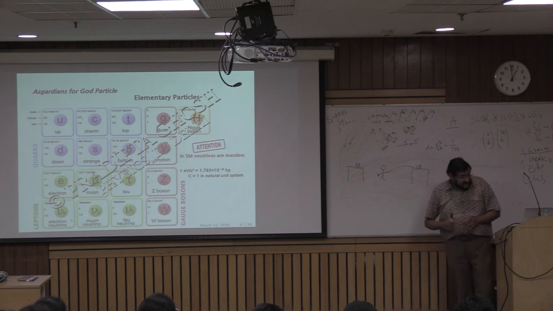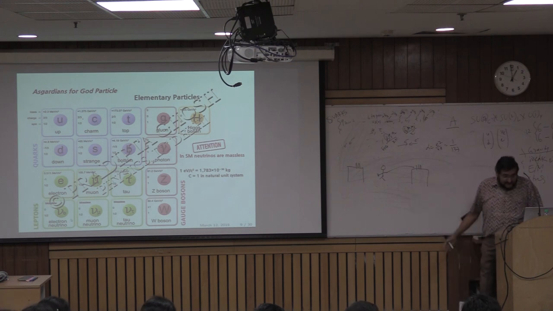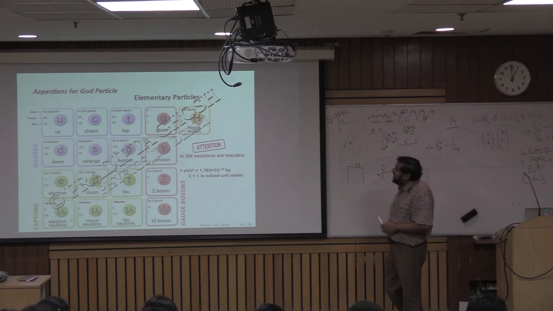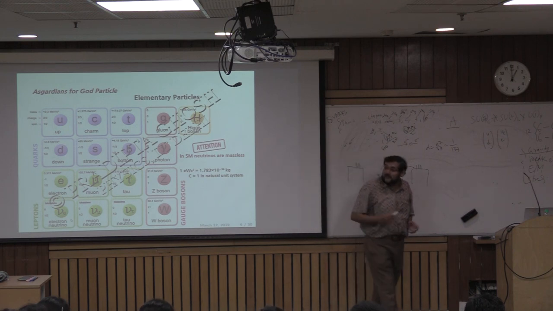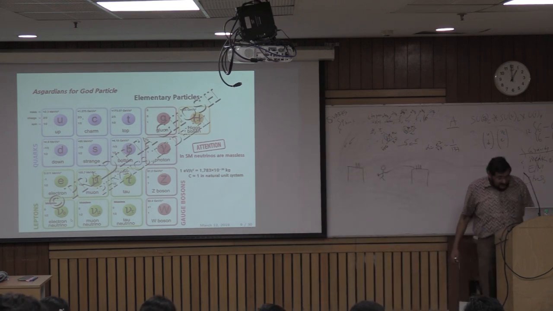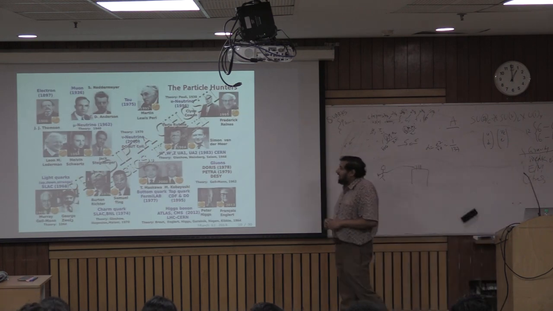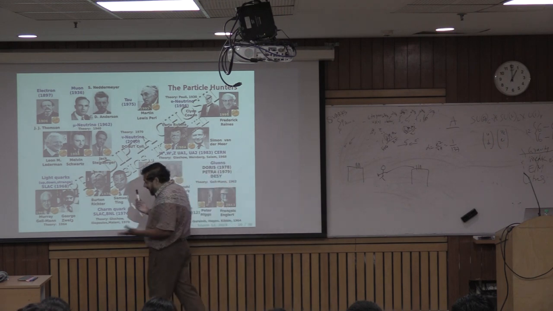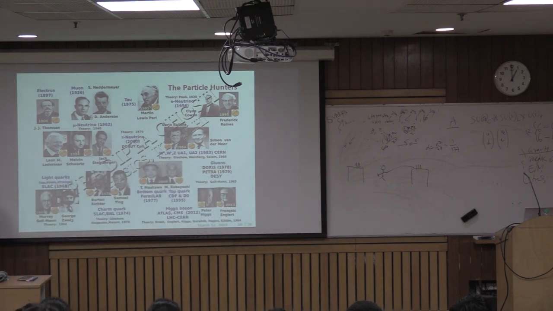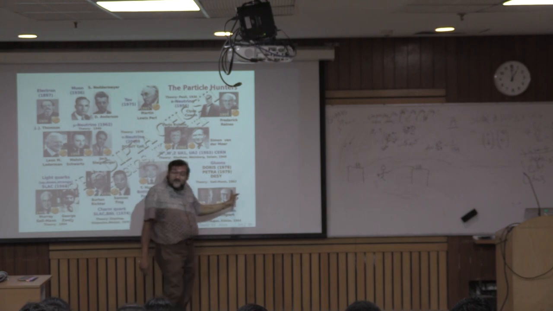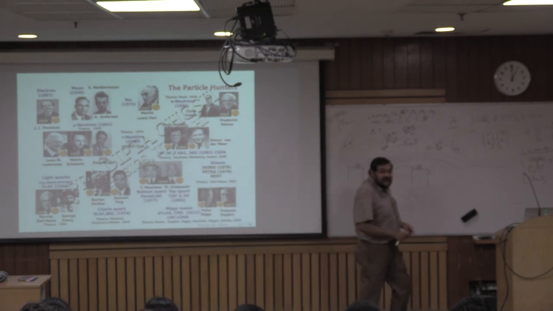And that was one of the reasons why in 2012, the person who predicted this thing, this was predicted in 1964, and finally in 2012 it was discovered in the Large Hadron Collider. So if you look at this slide, you can see that if you prefer to do research in this area, you can understand how much time and dedication you need to put in. You see, the electron was discovered in 1897. And finally, the Higgs was discovered in 2012. So you see, it's a long way.